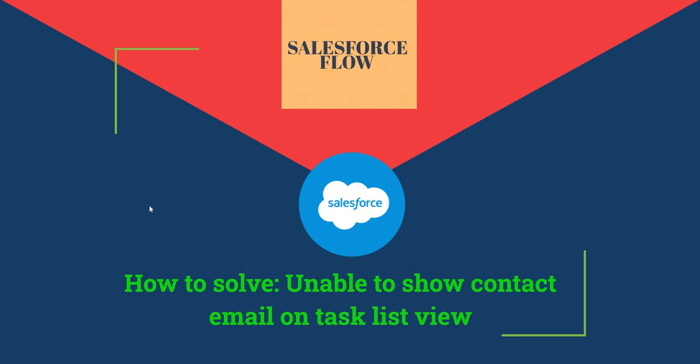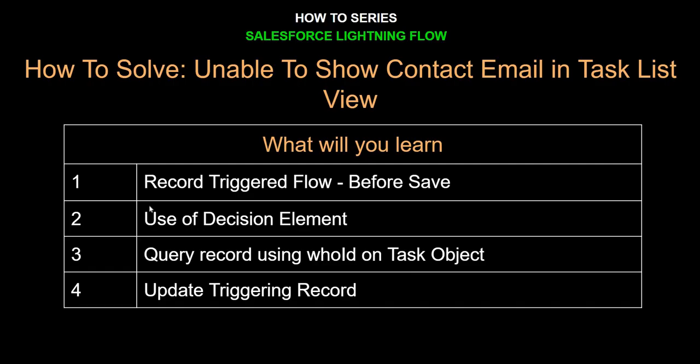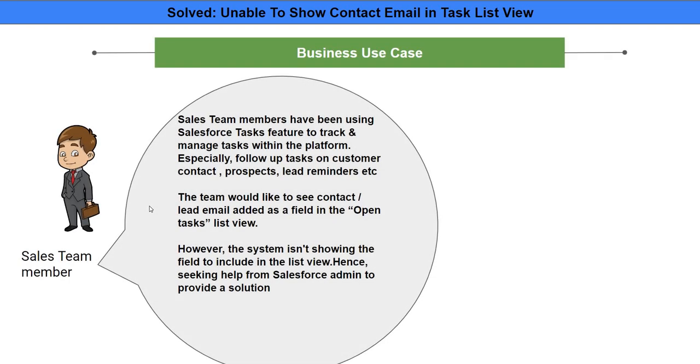These are the things that we will learn or use at the time of creating the flow. We will be creating a record triggered flow, and then we will use a decision element. We will use the Get Records element to get data from the database. All such things we will do. And this is the actual business use case or the problem statement.